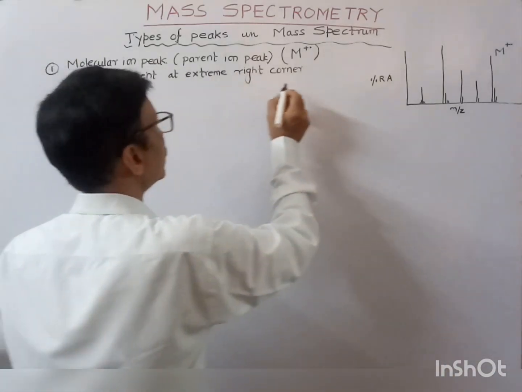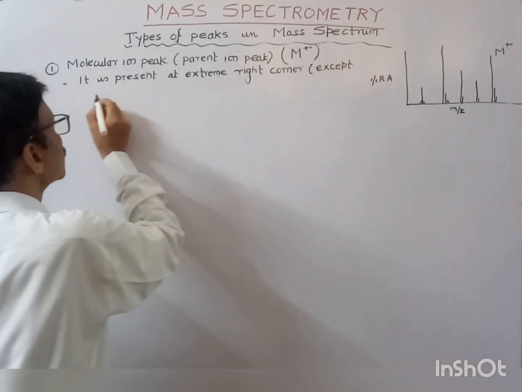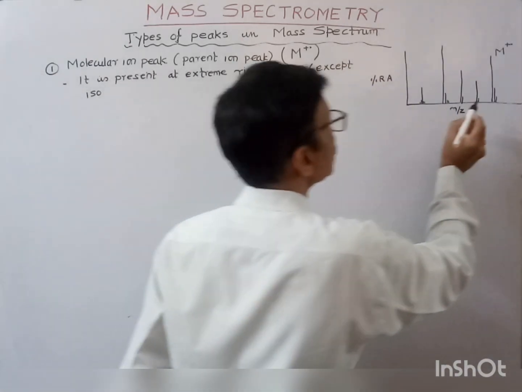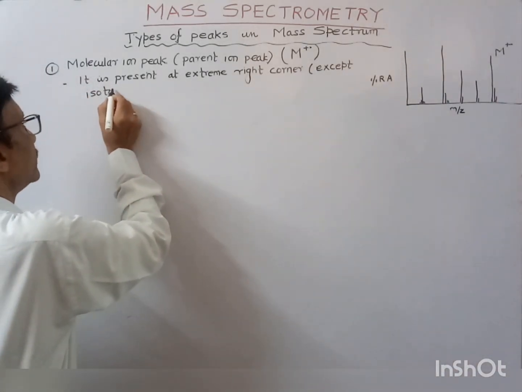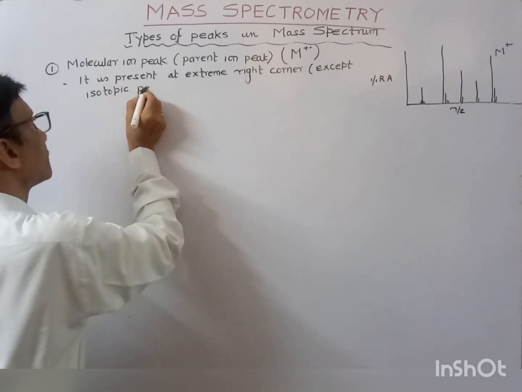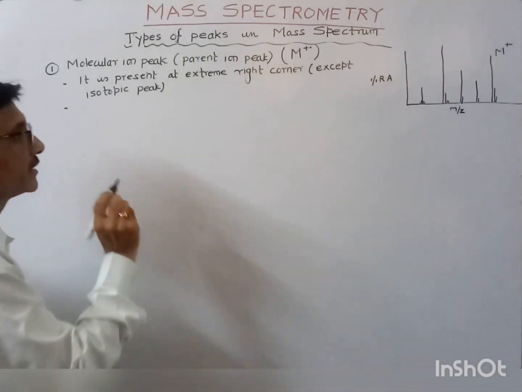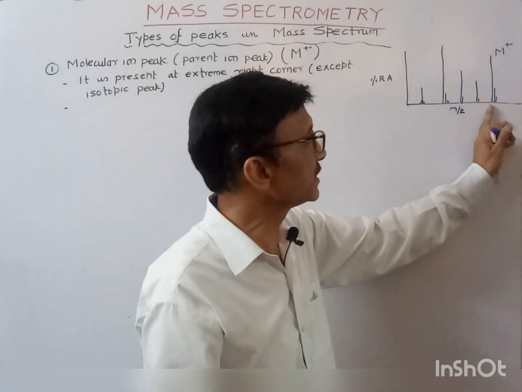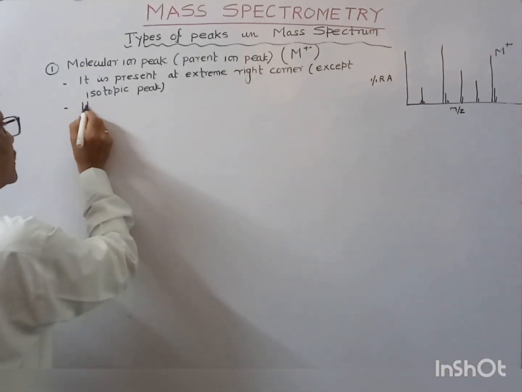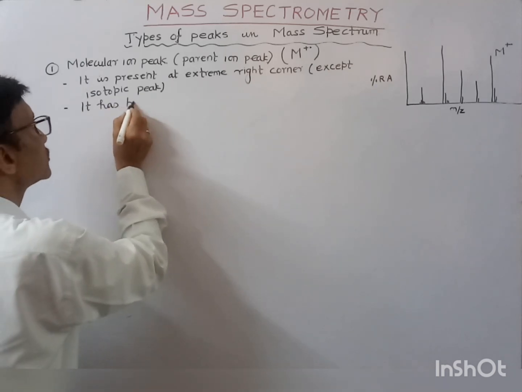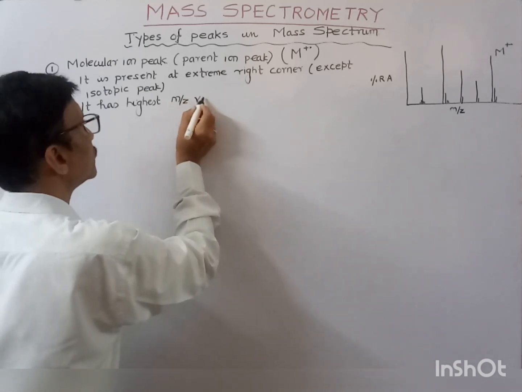So here we can say, except isotopic peaks. These small peaks which you may see are the isotopic peaks. So except isotopic peaks, if you see, this peak has the highest m by z value.